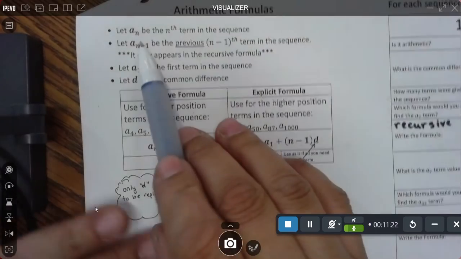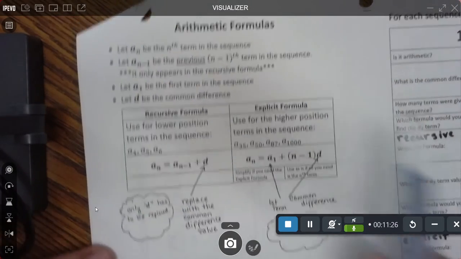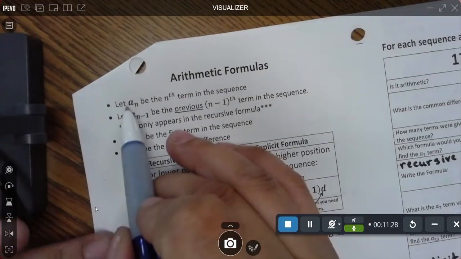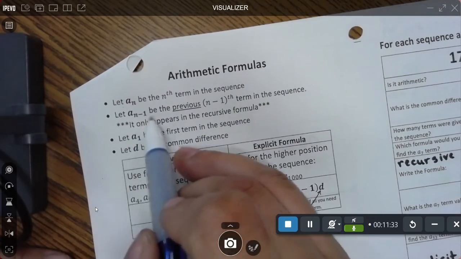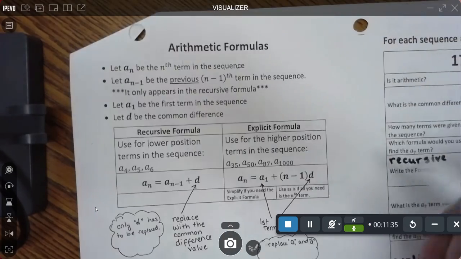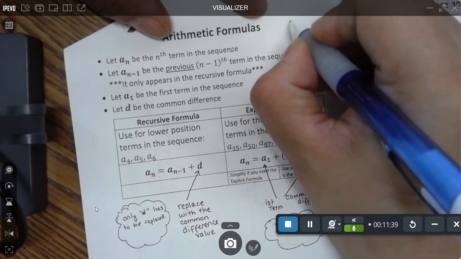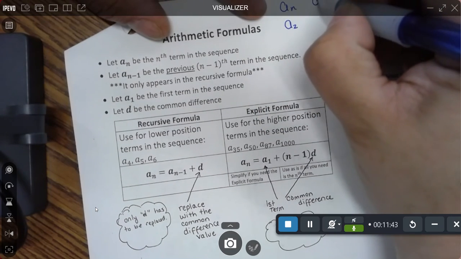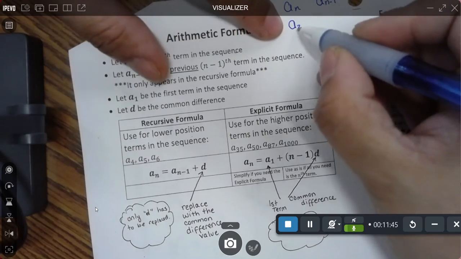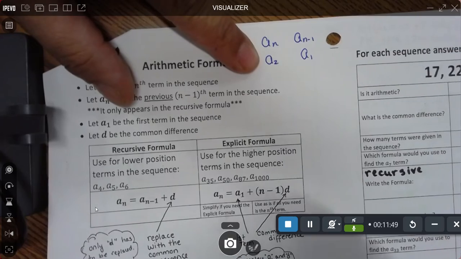Now, there's a lot to be said here. I've kind of already mentioned that. You can have fun with your vocabulary. A sub n is the term that we're interested in. A sub n minus 1 is the previous term. So what do you mean, Ms. Medina? Let's say we're interested in the second term. Which one is the previous term? Which term came before the second term? Which is? The first term.